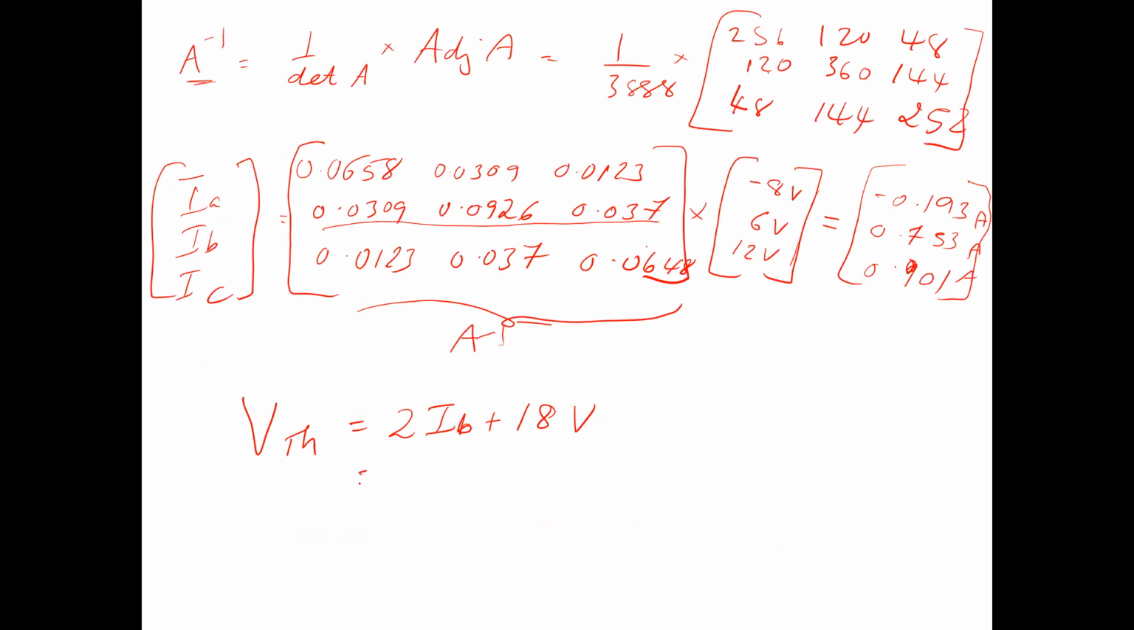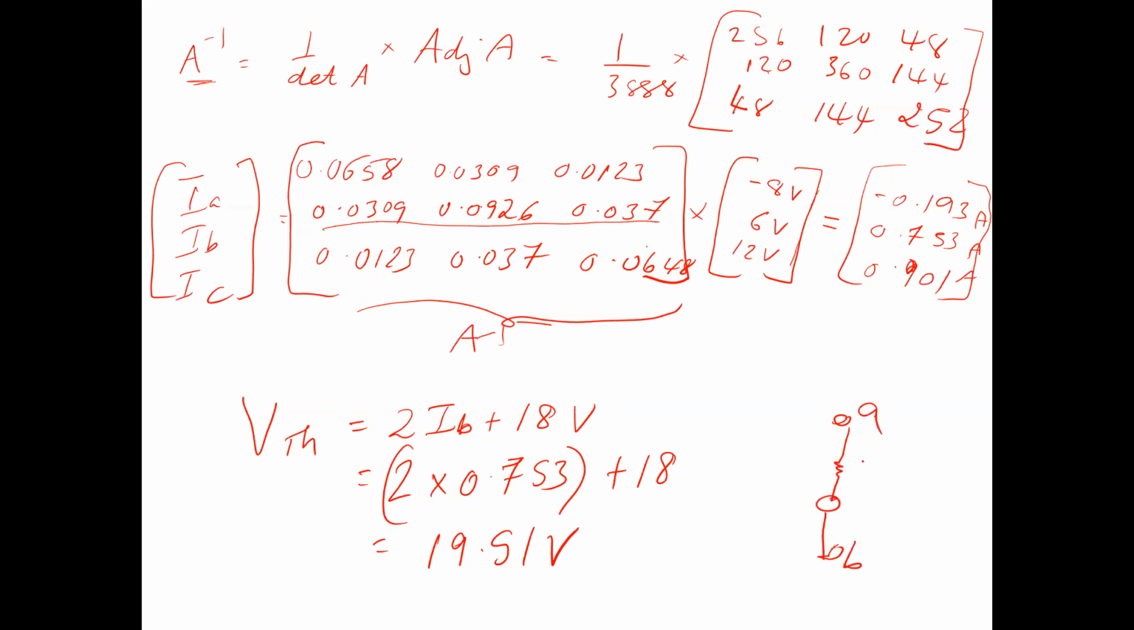That 2 times IB is this one, 0.753, plus 18, which is 19.51 volt. So Thevenin across A and B is this. If this is A and B, 2 ohm, 18 volt, then this plus the voltage across this resistor will be equal to 19.51 volt. Nearly. The final question is, how do we calculate the Thevenin resistance?